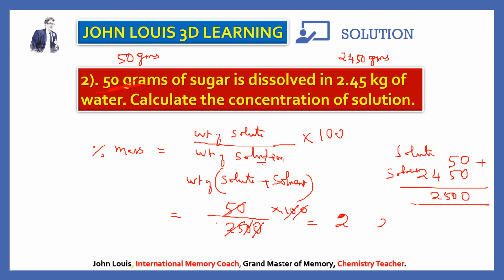So what is the meaning of 2%? That means 2 grams of sugar is dissolved in 100 grams of the solution, or 98 grams of water, so that the sum will be 100 grams. That is the solvent. Okay, we have to be very clear. What is the weight of the solvent and what is the weight of the solution? We have to be very clear about it.